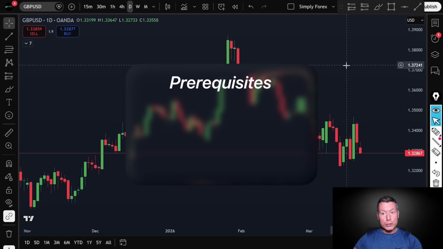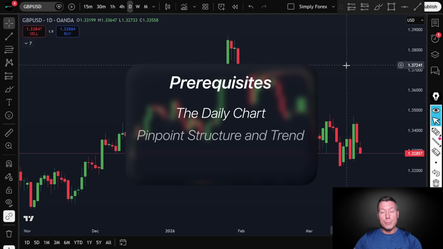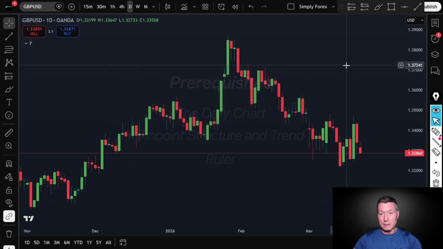So all you need for this strategy is the daily chart. That's it. It's the only time frame, and be able to pinpoint structure and therefore trend. Okay, and you need a ruler, and I'll explain why. That's for our entries, and it's as simple as that, guys. And we're going to look at pound US dollar.